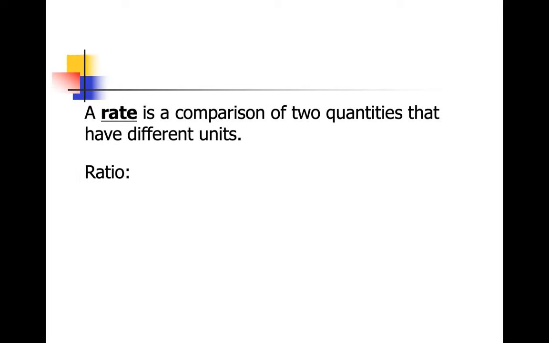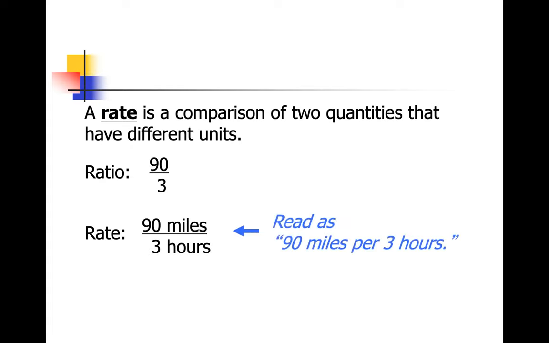Well, if I have a ratio, I just have two numbers that I'm comparing. 90 over 3, okay? 90 to 3. If I have a rate, I'm comparing two quantities or two numbers that have different units. So 90 miles per 3 hours. And again, you read this as 90 miles per 3 hours. When we're talking about rates, we're talking about per something.